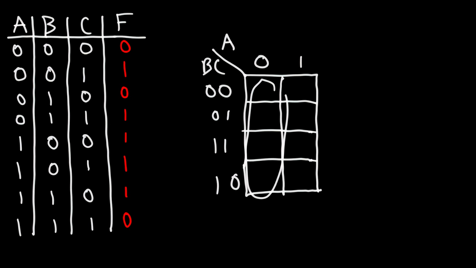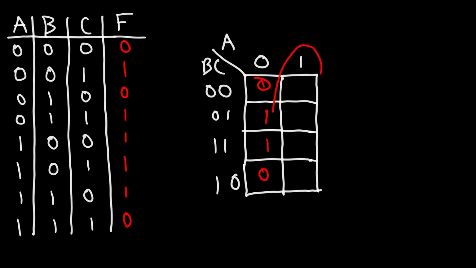So for this first column, A is 0, which we can see for the first four inputs. So here, when B and C are 0, the function is going to be 0. And when BC is 0 1, the function is going to be 1. When BC is 1 0, the function is 0. And when BC is 1 1, the function is 1.